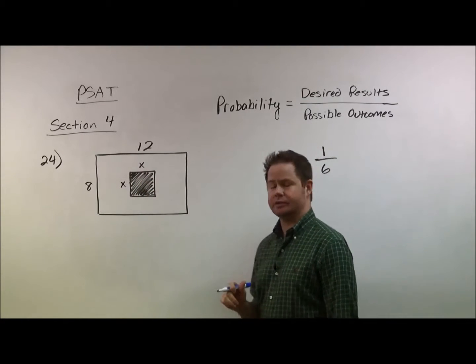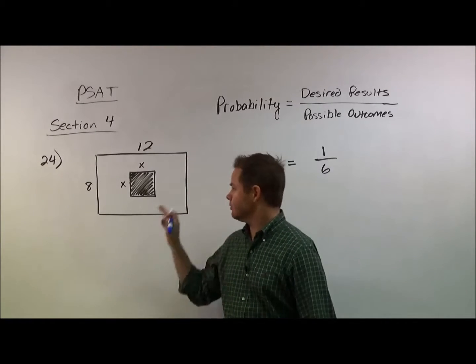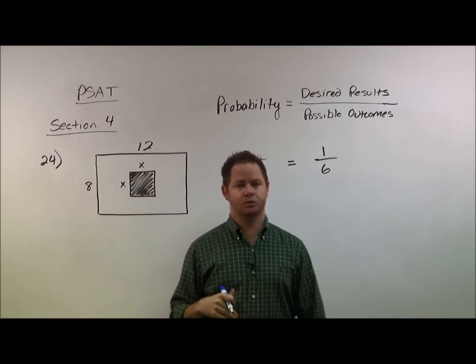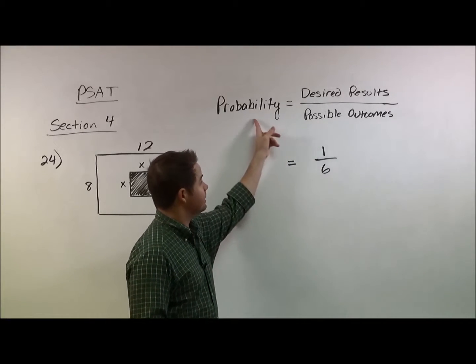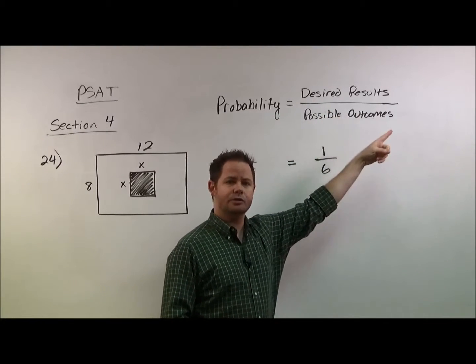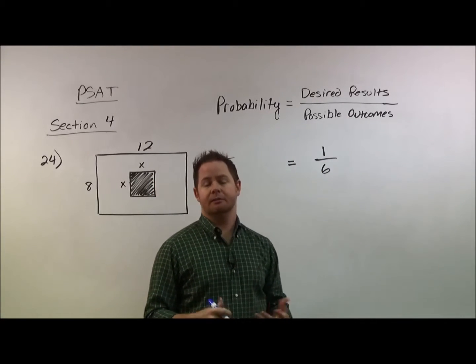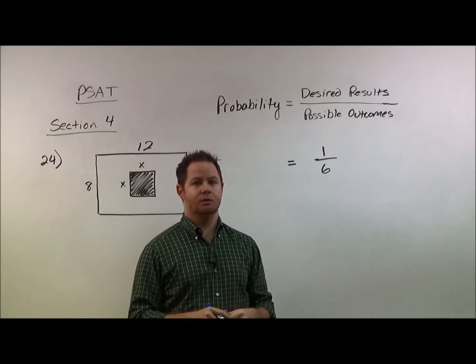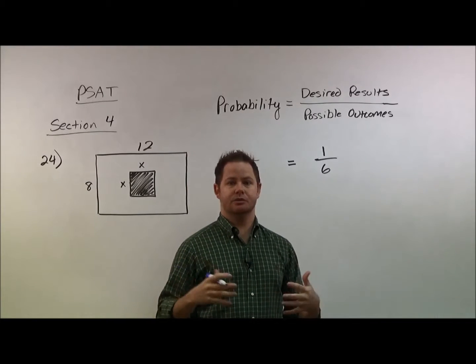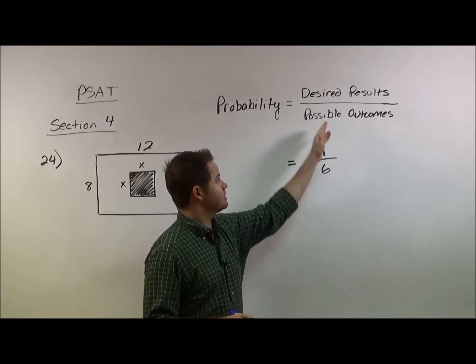And the question tells us that the probability of randomly selecting a point inside the rectangle that falls inside the square is 1/6. So let's talk about what probability means. Probability is the number of desired results over the number of total possible outcomes. And what that means is that if you're trying to figure out how likely an event is, whatever the event is, that's your desired result.